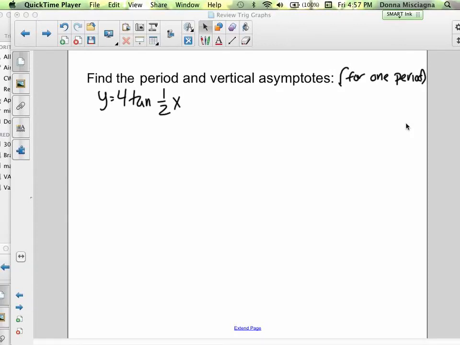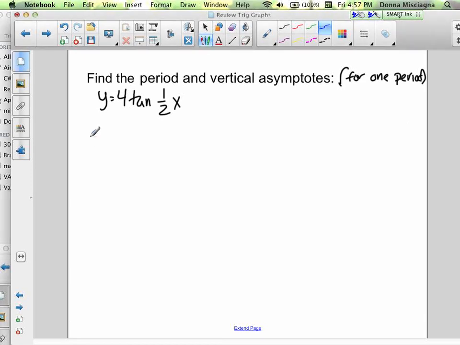So now let's find the period and vertical asymptotes for some graphs. For some graphs of tangent, we're just going to do one period, because the vertical asymptotes would repeat. For every period, we're going to have that same vertical asymptotes. So we're just going to find one period of the vertical asymptotes.